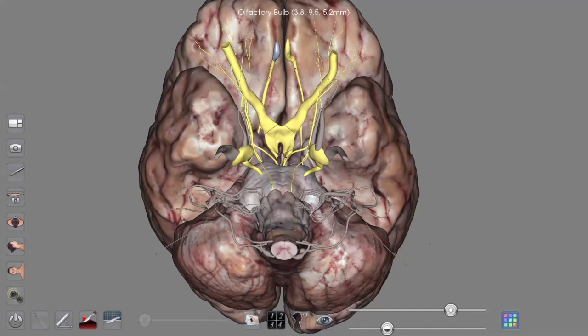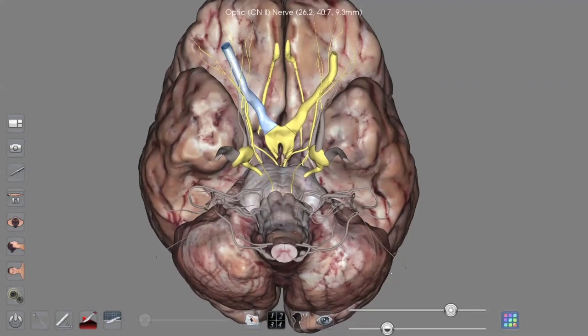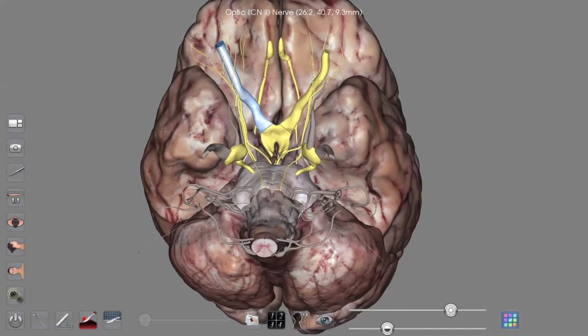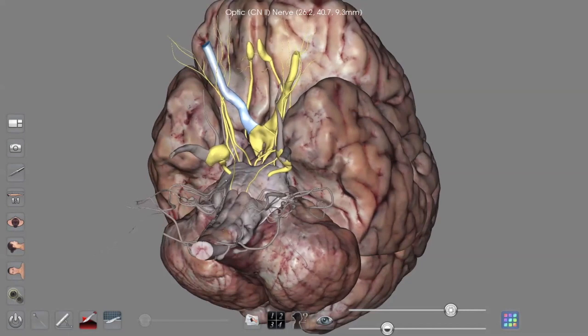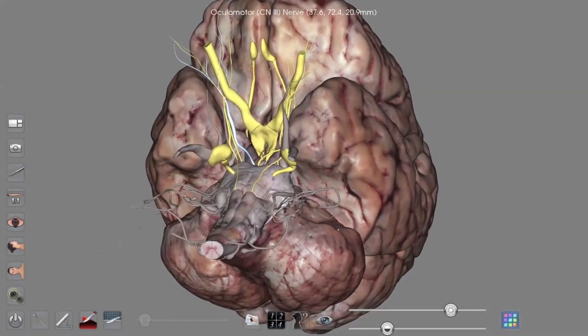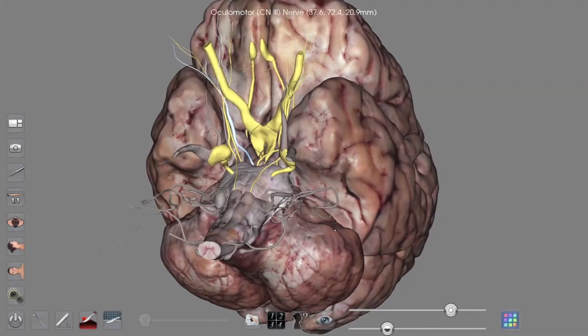Moving posterior to cranial nerve 1, we have cranial nerve 2, the optic nerve. The optic nerve, again, is a sensory nerve and is responsible for vision. Continuing posteriorly, we have a grouping of 3 cranial nerves. First, the oculomotor nerve, cranial nerve 3. This is a motor nerve, which is responsible for movements of the eye, as well as changes in pupil size.